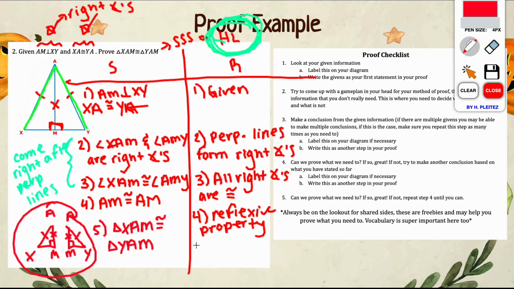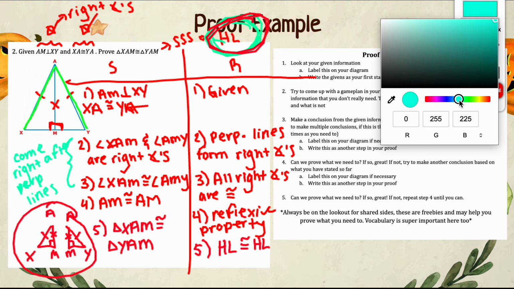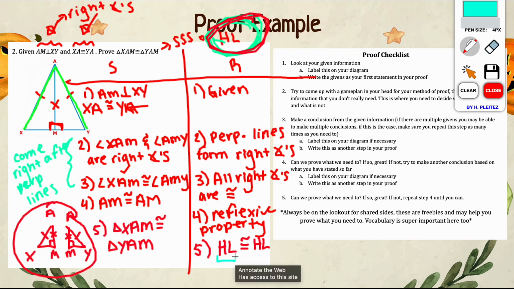And again, whenever we're stating that two triangles are congruent, we need to justify it with one of the theorems. The method we chose was HL. So we have to write that as HL is congruent to HL. And similar to when we did the last example, this reads as, hey, the hypotenuse and leg of triangle XAM are congruent to the hypotenuse and leg of triangle YAM. So since that's the case, I can use that theorem to say, hey, those triangles are actually congruent to one another.